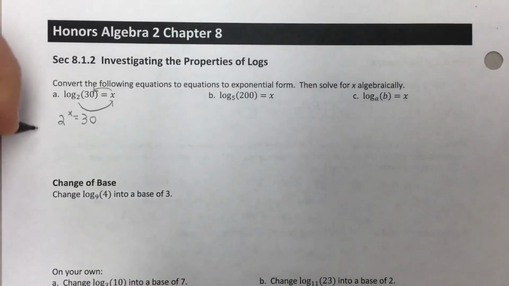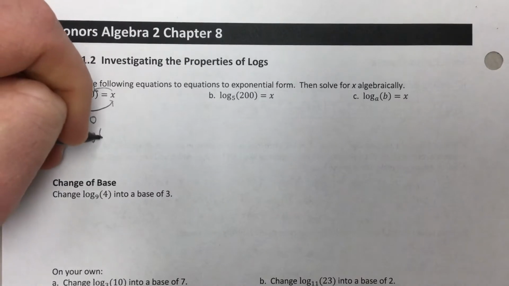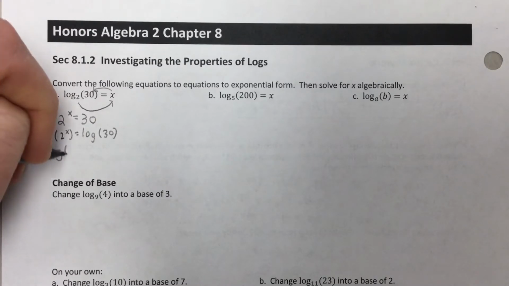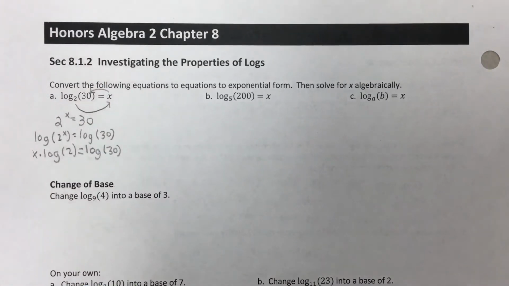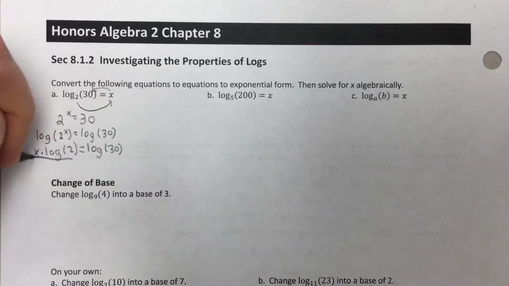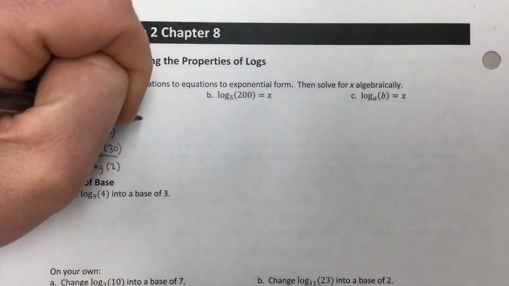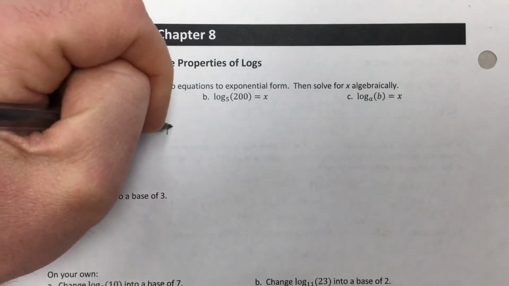Now to get the x out of the exponent, I would have to take the log of both sides, and I move that x out in front using the power property. And then to get the x by itself, it's now a multiplication problem, so I'm going to divide by log of 2. So in my calculator, I'll type log of 30 divided by log of 2, and I end up with 4.9069.